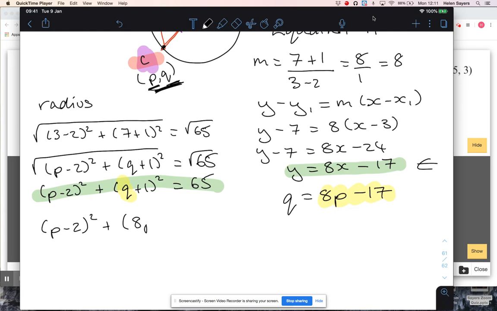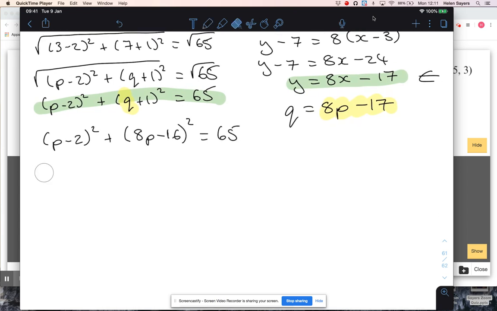So Q is 8P minus 17, and then I've got that plus 1. If you're happy with that, I'm just going to call that minus 16 just to save writing the whole line out again. So I'm going to square out all those brackets. That's going to give me P squared minus 4P plus 4. Then I've got 8P times 8P, I've got 8P times minus 16, and then I've got that twice, so minus 256P, and then I've got minus 16 times minus 16.